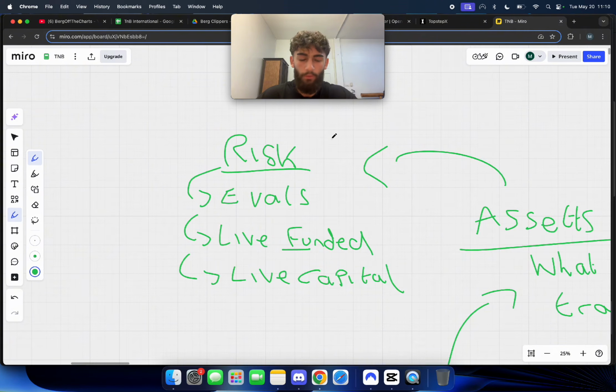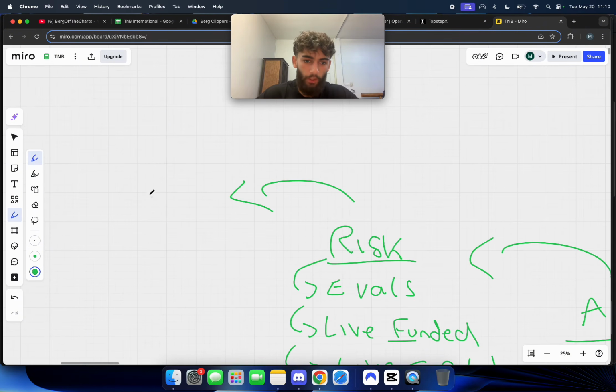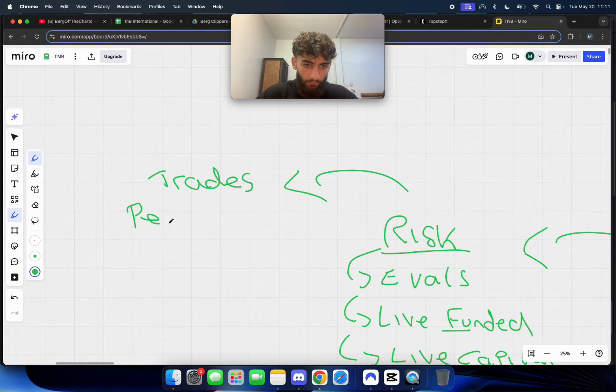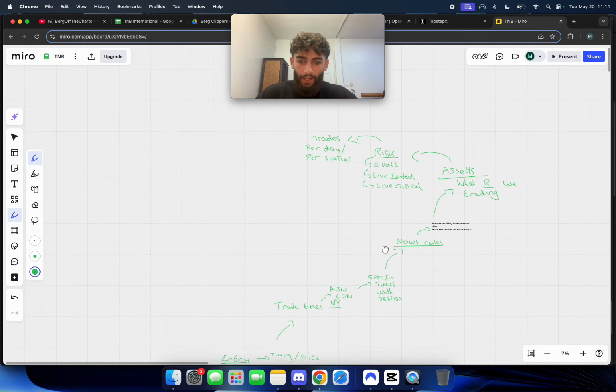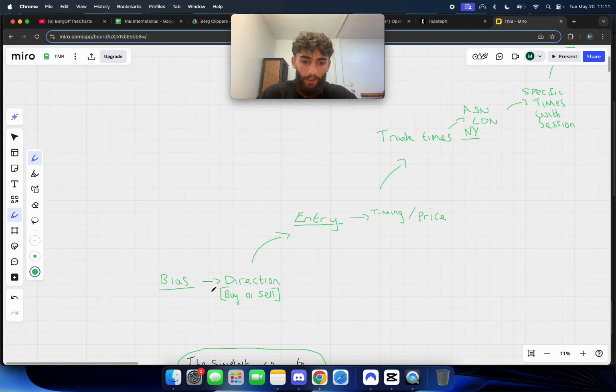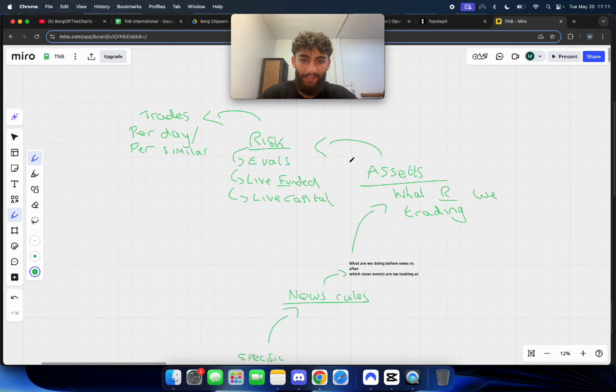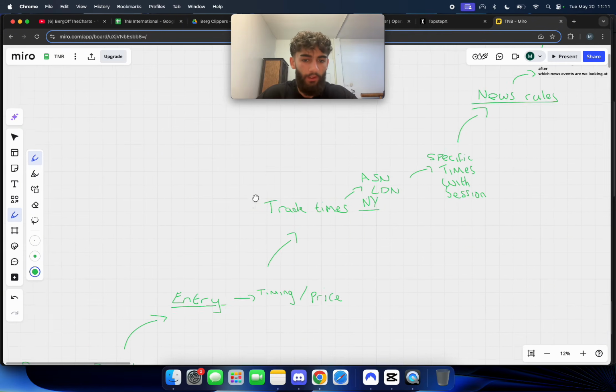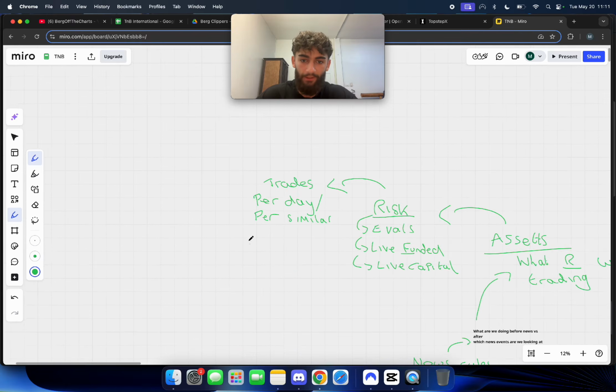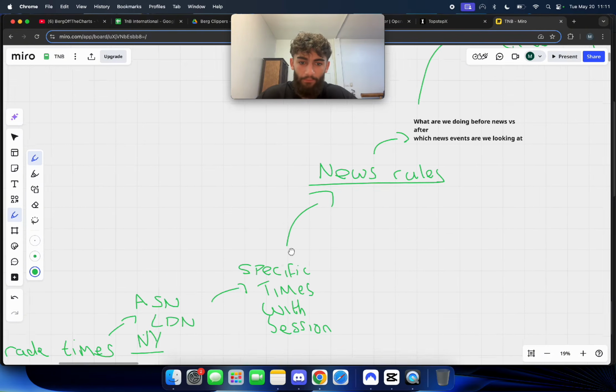So we've got a pretty good basis here in terms of risk. And we'll add in trades per day, per session. It ties in with risk, similar topic, but it's good to outline the specifics. So we've got the bias, the entry, trade times, specific times within the session, news rules, assets, risk, trades per day. Nice, we've got a nice little bundle of things here. And now I'm going to start breaking this down a little bit deeper.